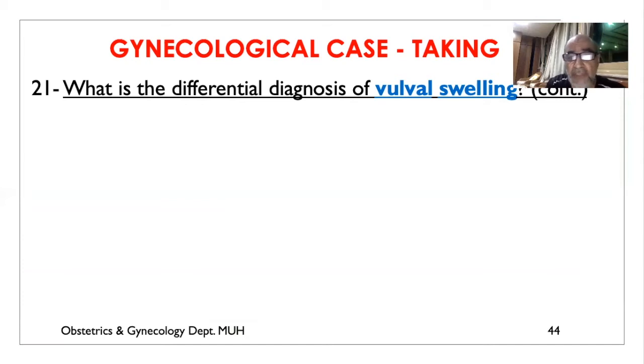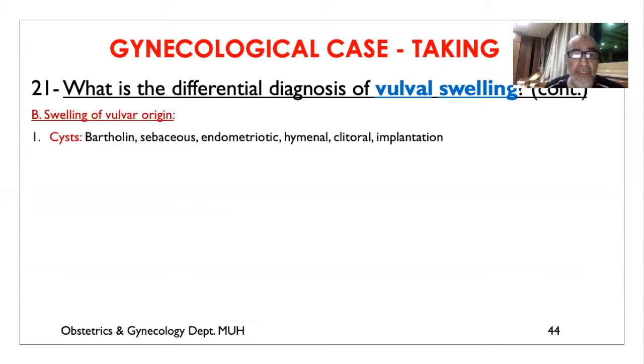However, vulvar swelling of vulval origin includes cysts such as Bartholin's cyst, sebaceous cyst, endometriotic cyst, hymenal cyst, clitoral cyst, implantation dermoids. Traumatic, such as vulvar hematomas.